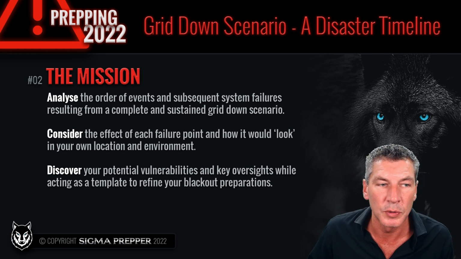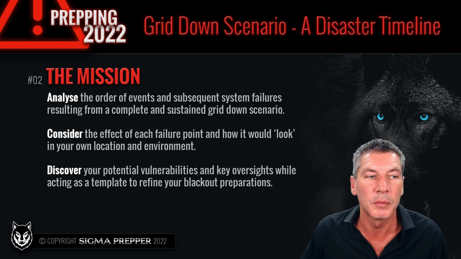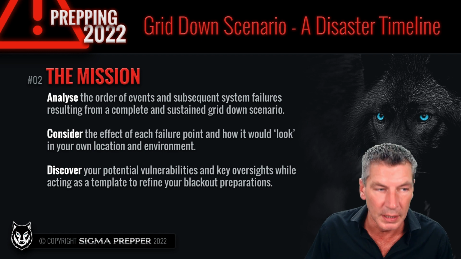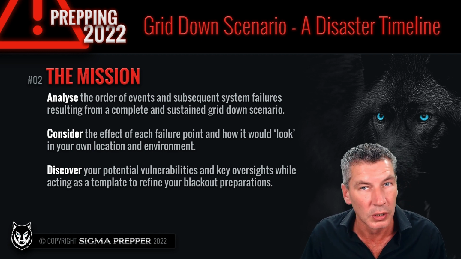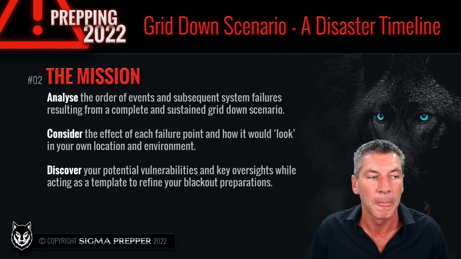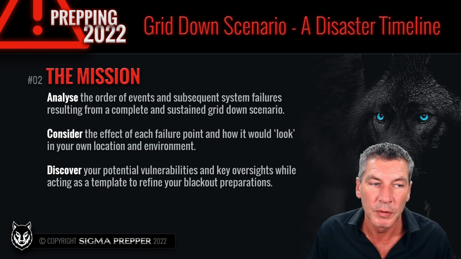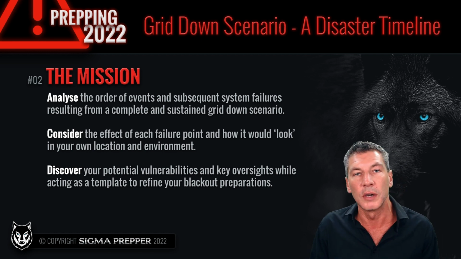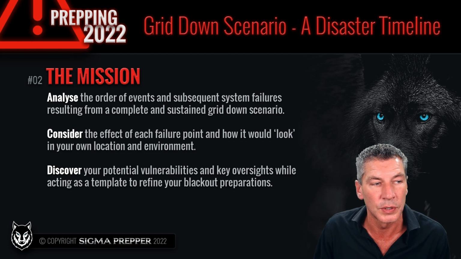So the mission then is what we're going to be doing is going to analyze the order of events and subsequent system failures resulting from a complete and sustained grid down scenario. Consider the effect of each failure point and how it would look in your location and environment, because everyone's in a different situation. Discover your potential vulnerabilities and key oversights while acting as a template to refine your blackout preparations, right?